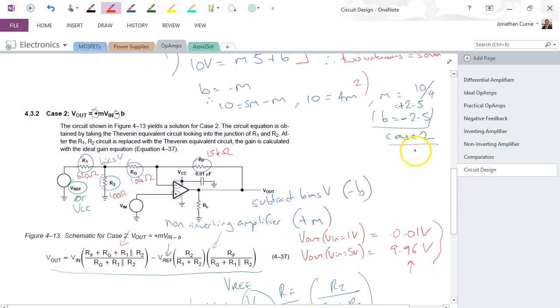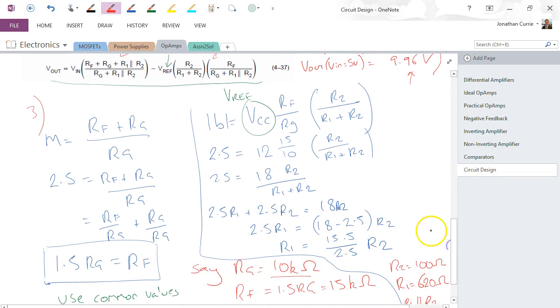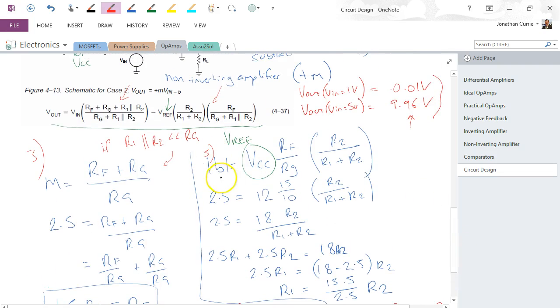From that we determined we were in case 2 by looking at the Texas Instruments book, positive gradient and a negative bias. Okay, so those two signs showed us the process we needed. We then solved for RF and RG by substituting into this expression for the gradient, and we use the assumption if R1 in parallel with R2 is much less than RG, okay, we can use this one. We then use some common values of resistors to then select RF and RG.